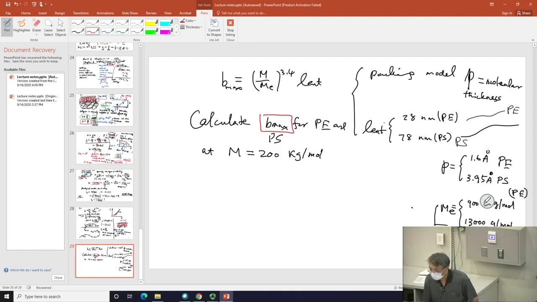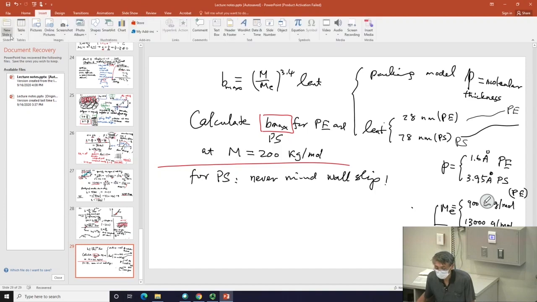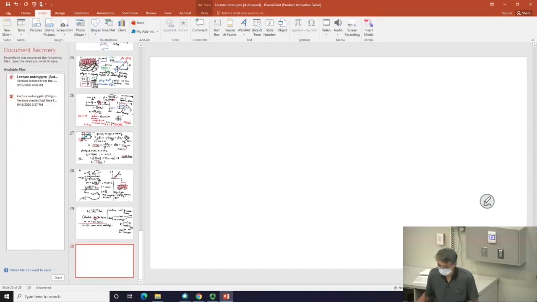And you will be able to make a conclusion that for PS, wall slip is not a severe problem. You understand what I mean by this. Whereas for polyethylene, the wall slip is a very severe problem. So that's a little exercise I want you to do.